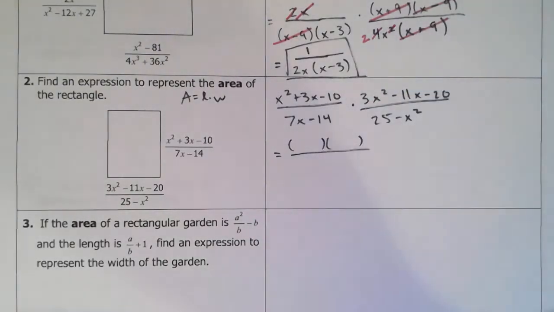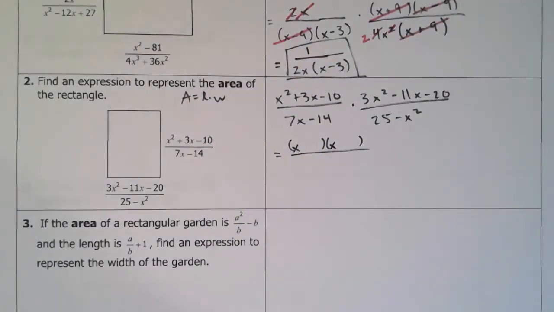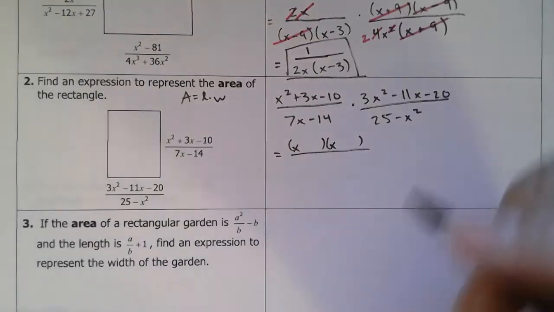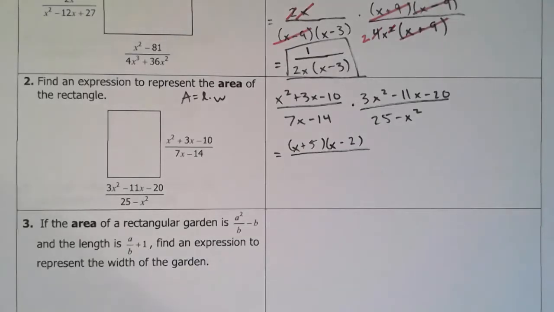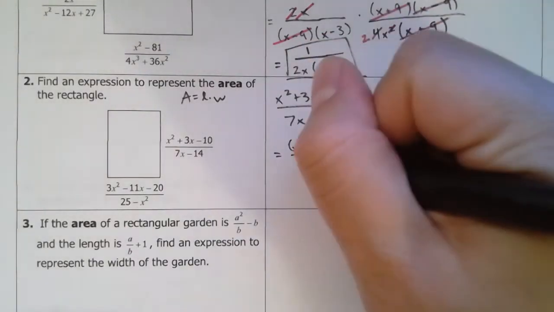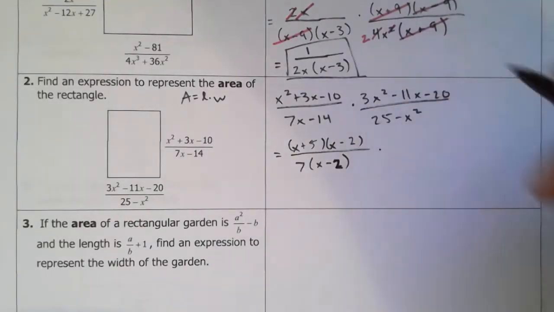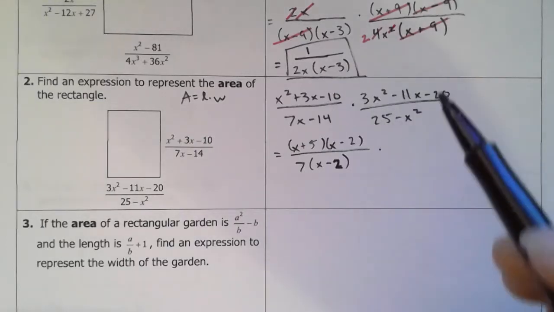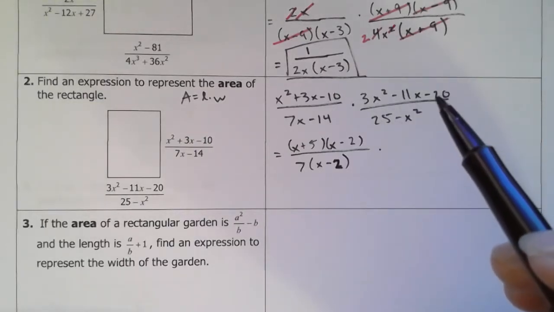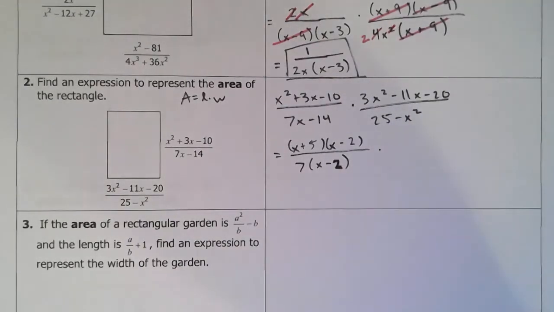Anyway, so the numerator, I got x and x, factors of negative 10 that would add up to 3. I'm getting, let me see, positive 5 and negative 2. And then the denominator here I can factor out a 7, so I get x minus 2. And then here, this is one of those quadratics, right? A times c, so I get negative 60, factors of negative 60 that are going to add up to negative 11. That's going to be negative 15 and positive 4.